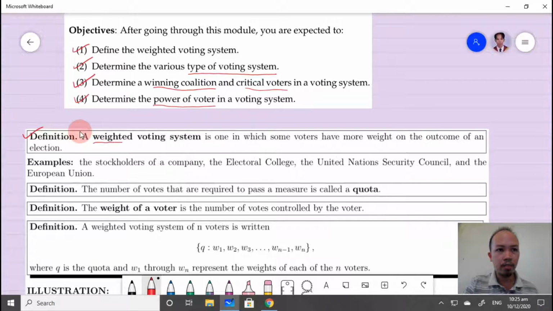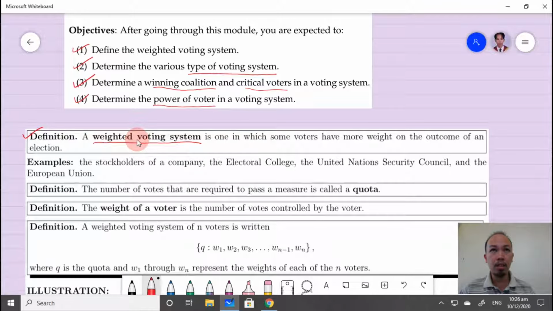There is a type of voting system which is different from our topic in part 2, where in that scenario we considered the preference schedule. But here, in the weighted voting system, the voter has a weight.